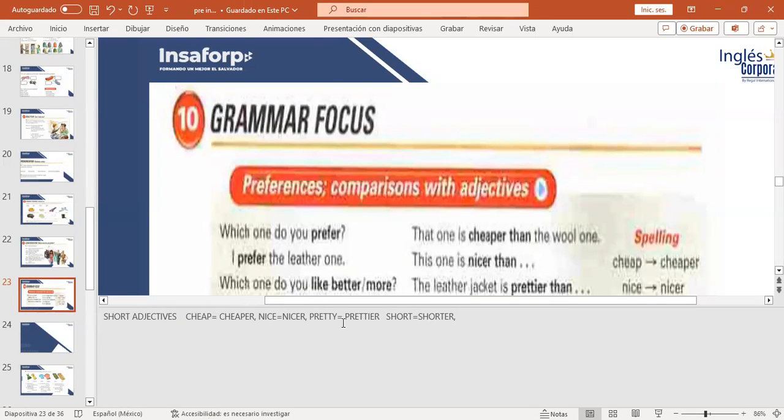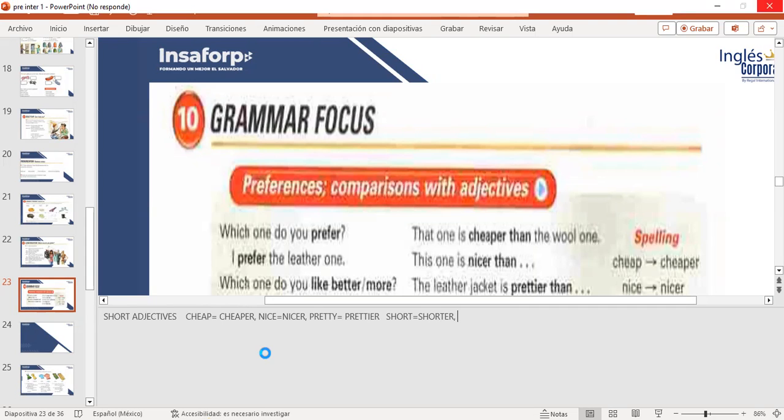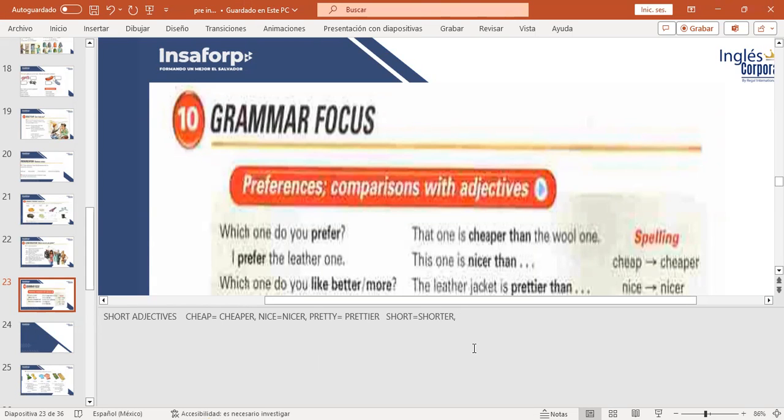All right. Then I have pretty. What happened with pretty? I changed Y to I and add ER. O sea que si tiene Y, I changed it to I and add ER. Yes? Got it?